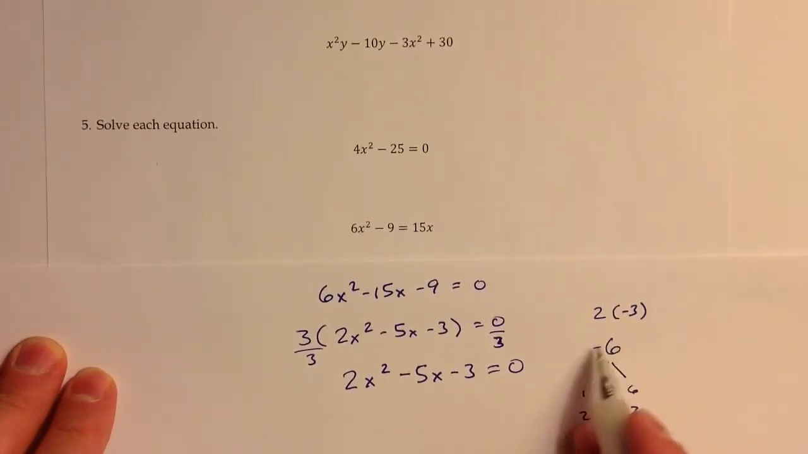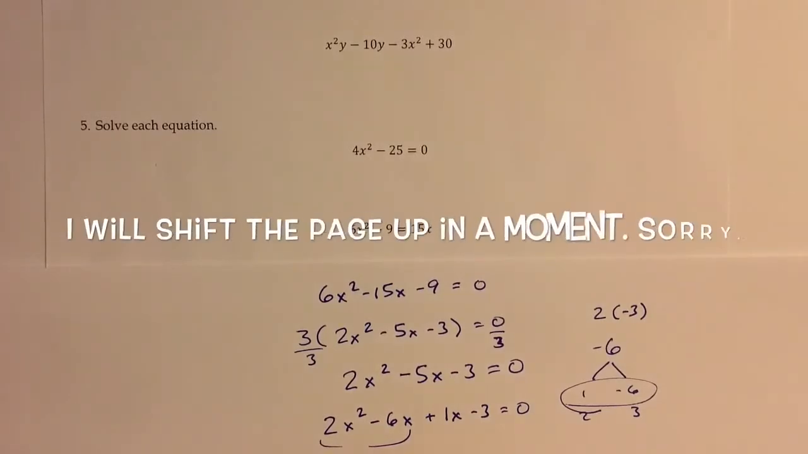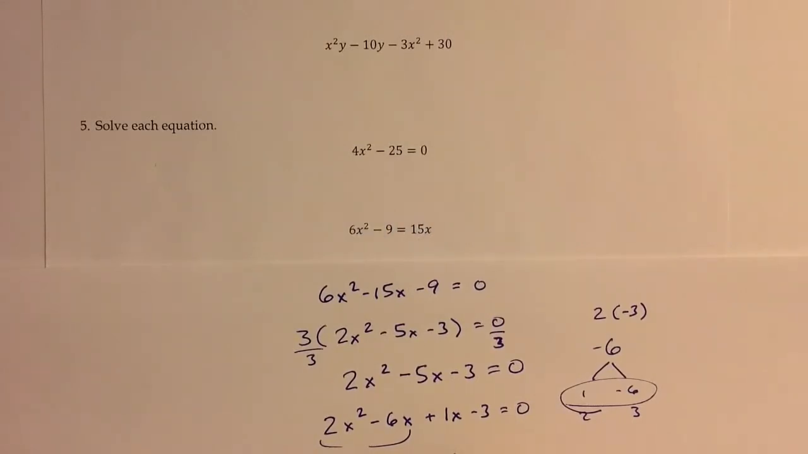Because I want a negative 6, I need one of the factors to be negative. So 1 times negative 6 is going to add up to be negative 5. So I could write this as 2x squared minus 6x plus 1x minus 3. And then we can factor this by grouping. I can factor out a 2x from the first pair, and that leaves behind an x minus 3. I can factor out, well, kind of nothing from the second pair, but I can put a 1 as a placeholder, and x minus 3 is left behind.